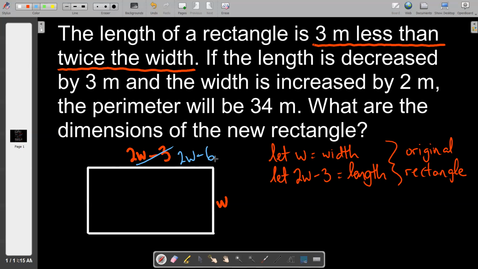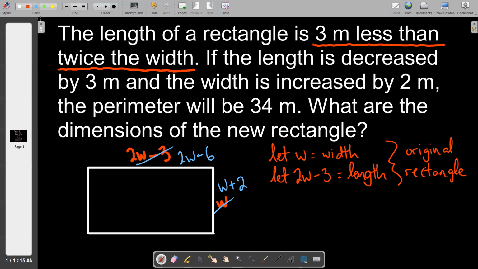And what's going to happen to the width? So what's that going to look like? Very good. So again, for consistency, written in blue are the dimensions of the modified rectangle. Those are going to be the dimensions that we write our equation from, because we know how to read English, and that's what the sentence clearly says. If we make these changes, then the perimeter will be blah, blah, blah.